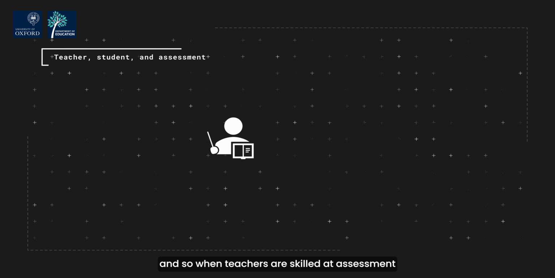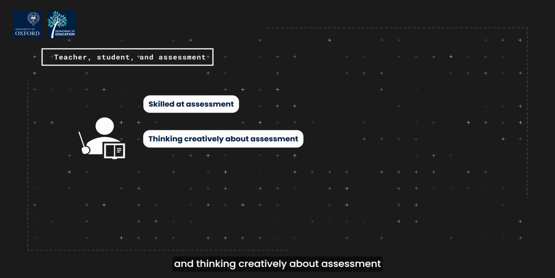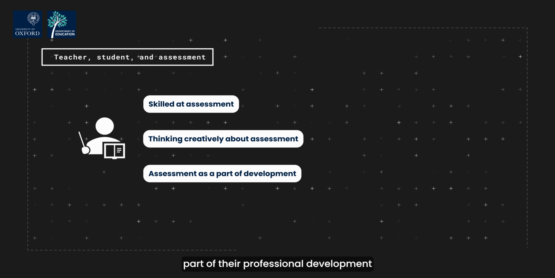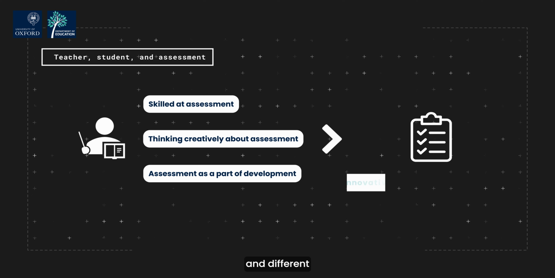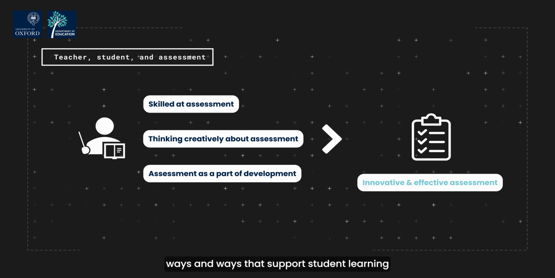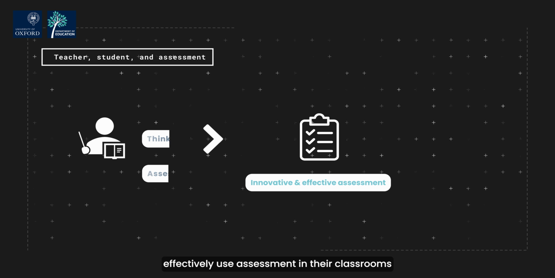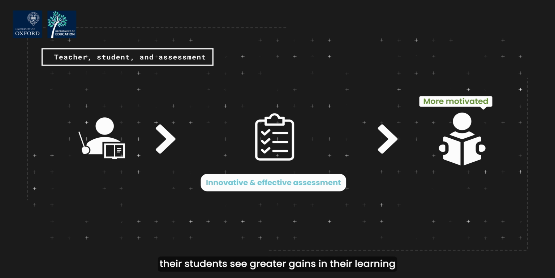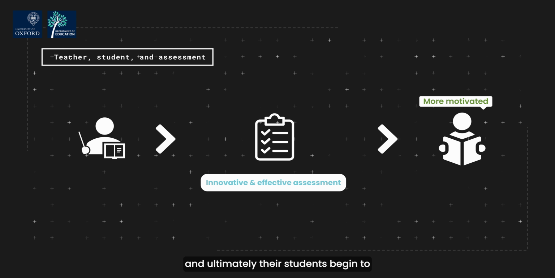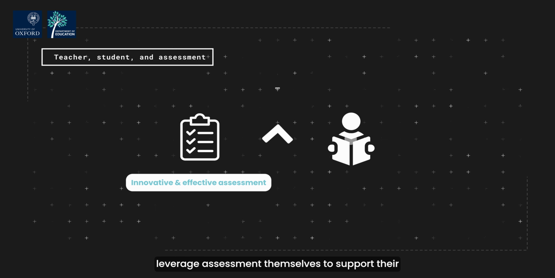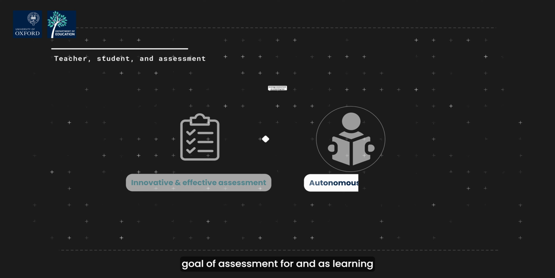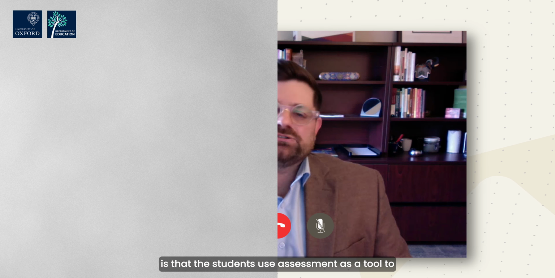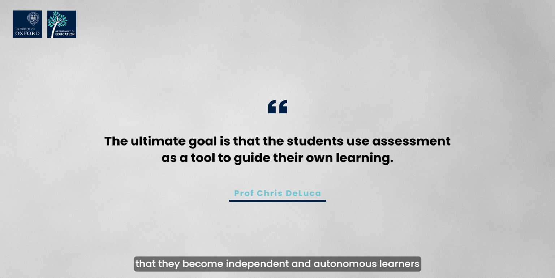And so when teachers are skilled at assessment and thinking creatively about assessment, and where assessment is always part of their professional development, they begin to activate assessment in their classrooms in new and different ways and ways that support student learning. And so when teachers effectively use assessment in their classrooms, their students are more motivated to learn, their students see greater gains in their learning, and ultimately their students begin to leverage assessment themselves to support their own learning. And that's the ultimate goal of assessment for and as learning, is that the students use assessment as a tool to guide their own learning, that they become independent and autonomous learners using the tool of assessment.